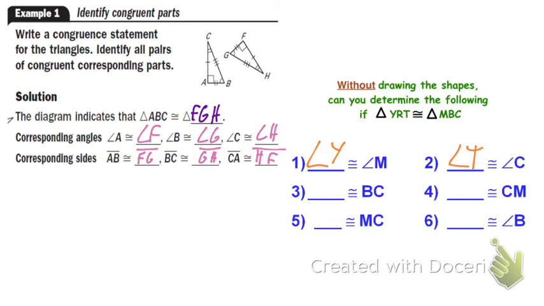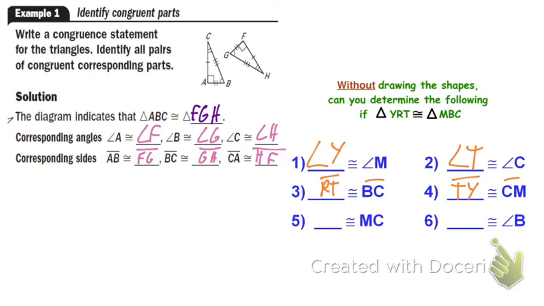Liam, what's congruent to side BC? Side RT. Okay, side RT. Very good. Jacob, number 4. TY. Okay, TY or YT, very good. That side is congruent to side CM.